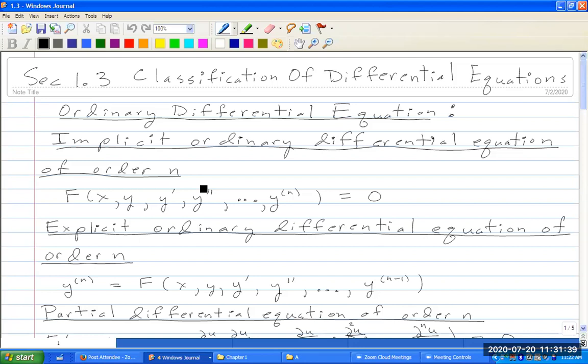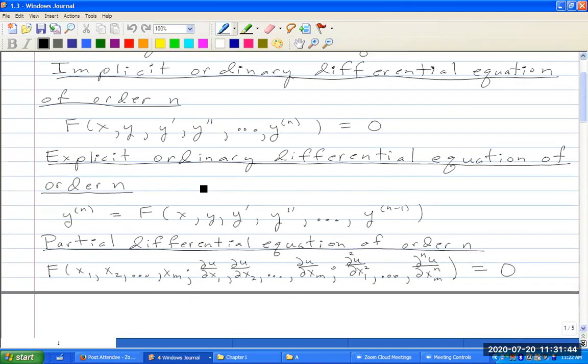Okay. A partial differential equation of order n, I'll only say this like once, what a partial differential equation is. Rather than having just one independent variable, x, we may have several independent variables, let's say x1, x2, all the way up to x sub m. And we have partial derivatives with respect to each of these variables up to the nth partial derivative.